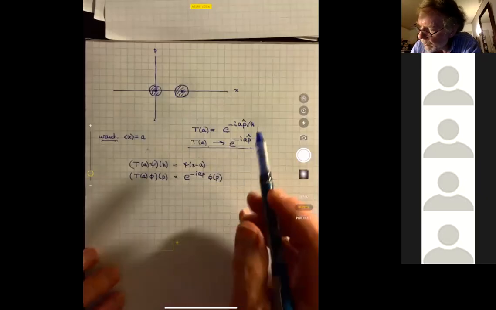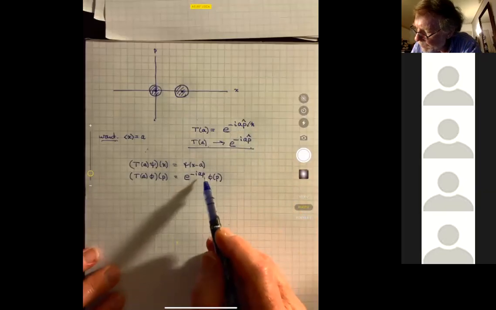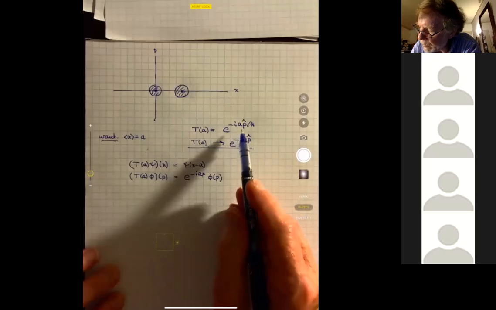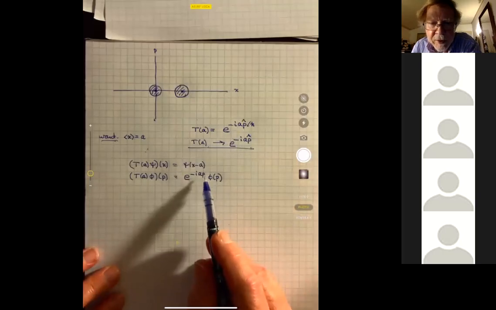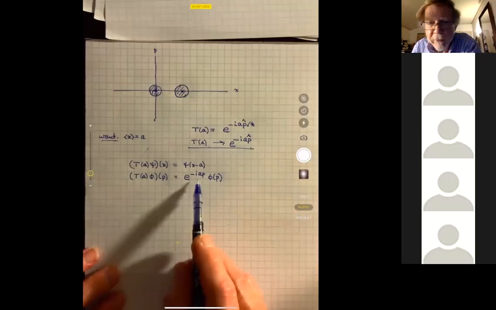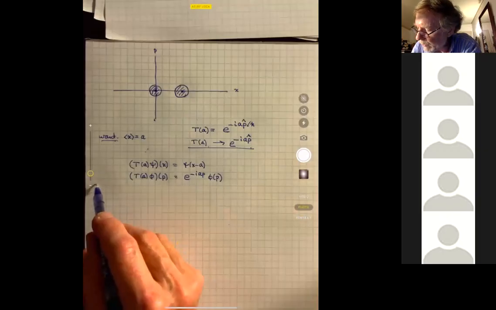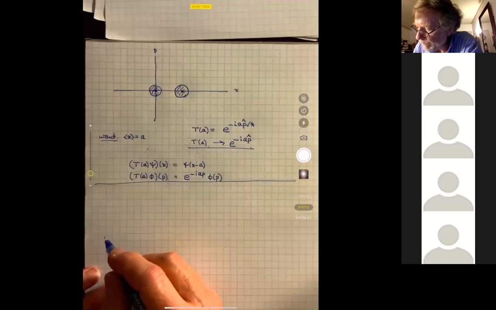This phase factor is really the same thing as the T of A operator, except the momentum operator in the exponent, P hat, has been replaced by P, because in the momentum representation, P hat has the effect of just multiplication by the c-number P. So this operator is easy to evaluate in the momentum representation. In any case, this is what the T of A operator does to both position and momentum space wave functions.